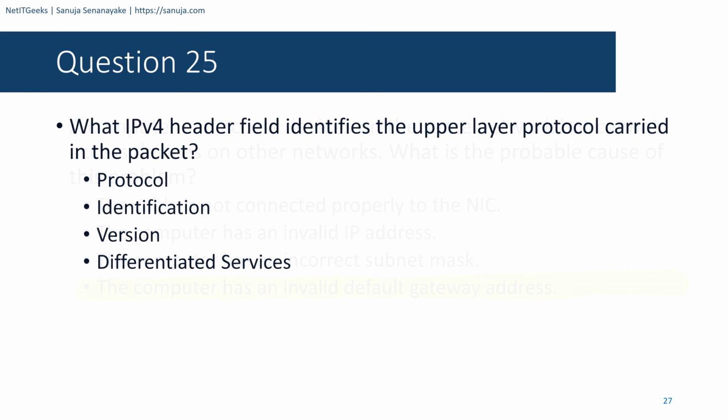Question number 25. What IPv4 header field identifies the upper layer protocol carried in the packet? Again, you need to memorize or understand the header fields of IPv4 and IPv6 to answer this question. So the question is, in the IPv4 header, what field identifies the upper layer protocol carried in the packet? The options are protocol, identification, version, or differentiated services.